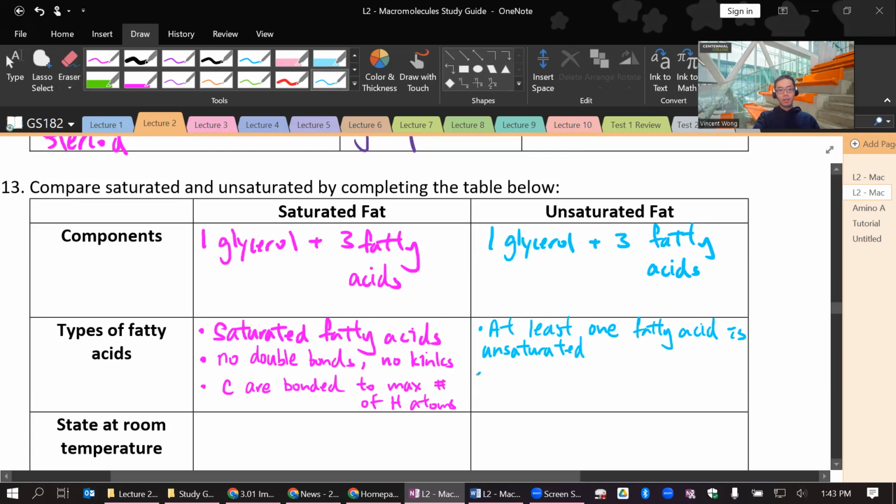Okay. What does it mean? It might have one or more double bonds and kinks. I'll show you what it means in a bit, with the kinks. And then some carbon is not bound to the max number of hydrogen.